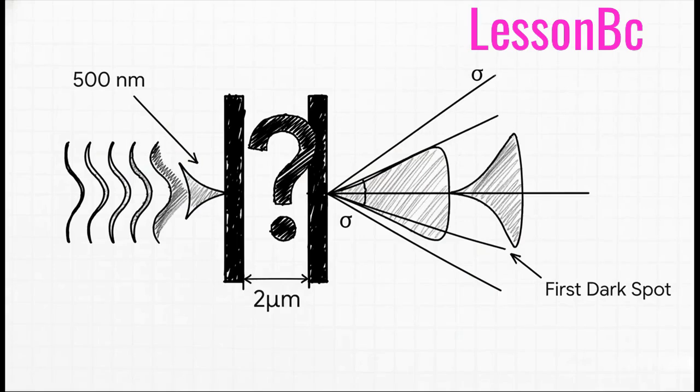Let's run through another quick problem. Imagine we have a very narrow slit, just 2 micrometers wide, and we're shining light with a 500 nanometer wavelength through it. The question is, at what angle are we going to find that first dark spot?